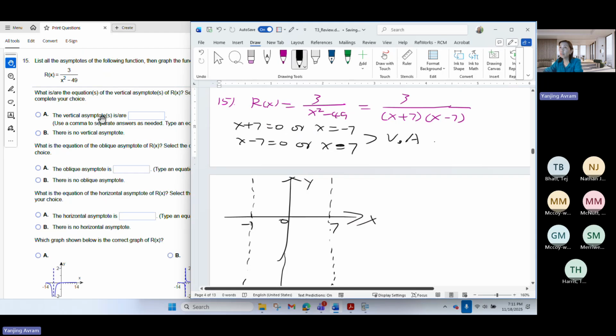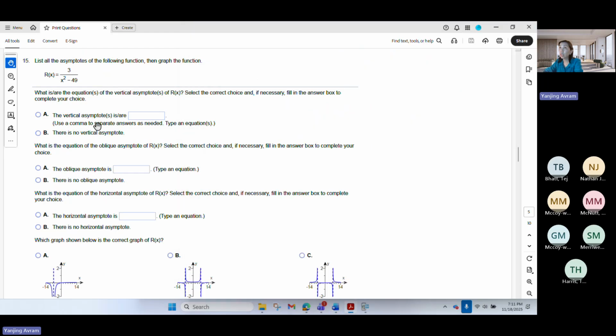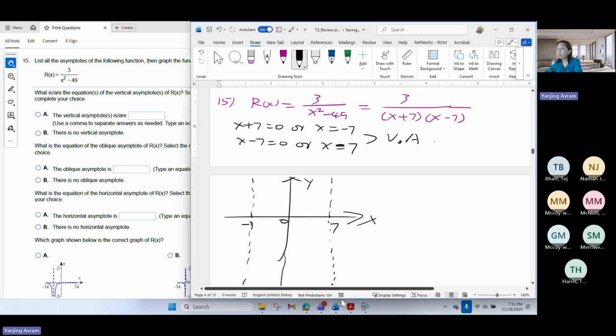All right, so for the vertical asymptote, using commas to separate the answers is needed. You have to type it as an equation. So my vertical asymptotes here, I will type x equal to negative 7, comma, x equal to 7. That is using a comma to separate the answers, right? That's how you answer this one. So we do have vertical asymptotes, so the rest, A and B, are incorrect.